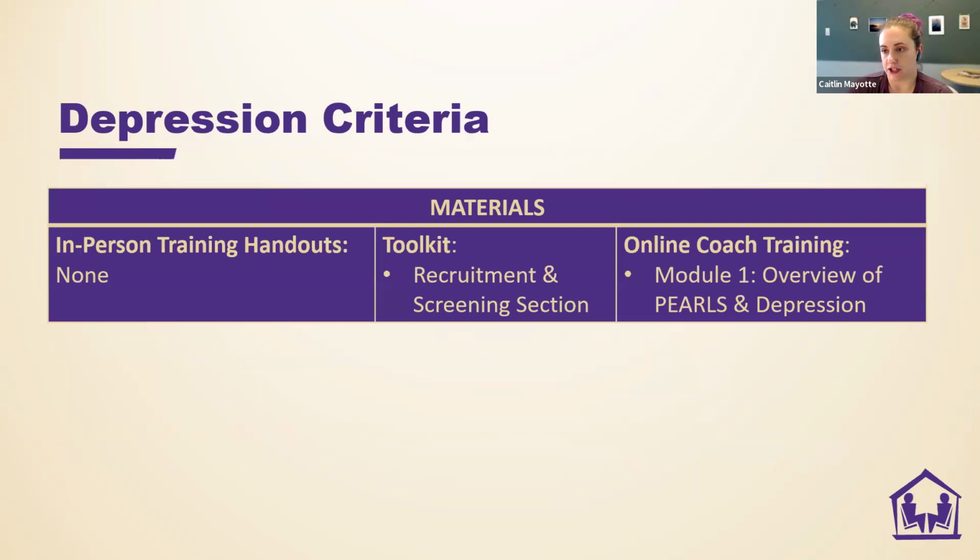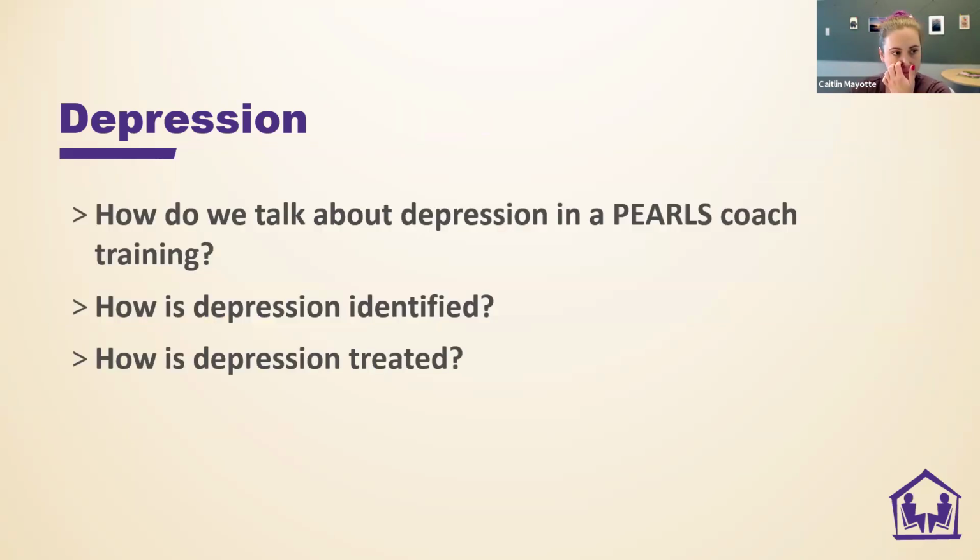So the first section today, we're going to talk all about depression, so the criteria for it. We don't have any specific in-person training handouts that you would use, but you can always refer back to the toolkit section, recruitment and screening. That's a very helpful section. And then this correlates to the first module of the online coach training, where we just give a quick overview of Pearls and depression. So dive in.